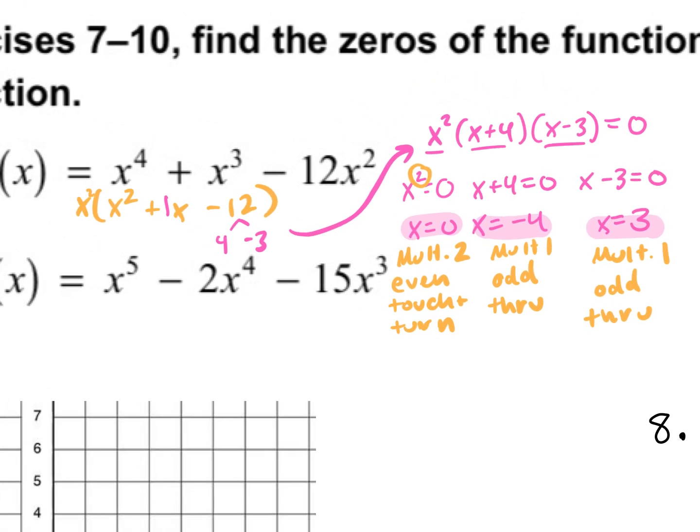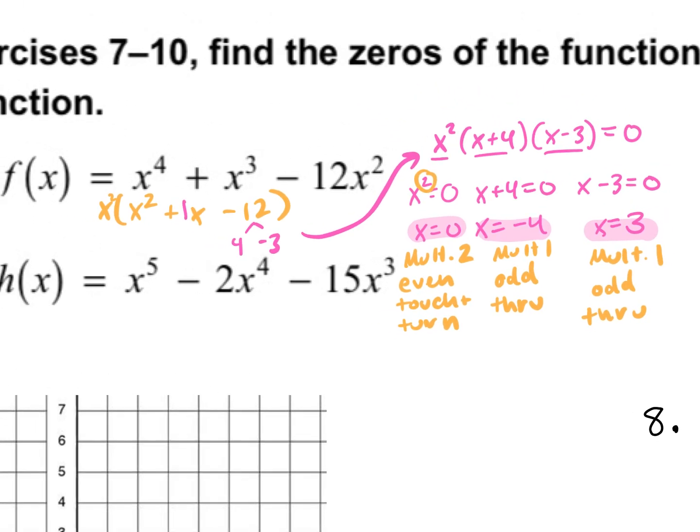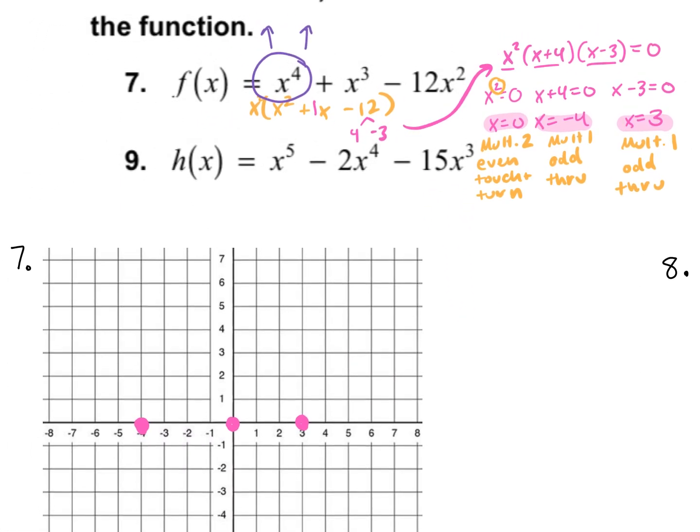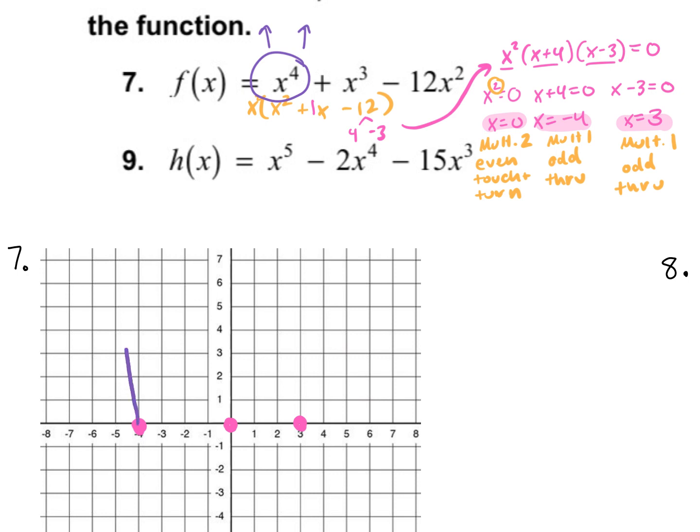So now I also need to know the end behavior. How is my graph going to start and how is it going to end? So I look at the highest degree term. Is it positive or negative? Positive. So what is the right arrow going to do? Right arrow goes up. Now 4 is an even degree, so what's the left arrow going to do? It also goes up. They go in the same direction when it's even. So out of my point farthest to the left, I have an arrow that goes up, and out of my point farthest to the right, I have an arrow that goes up. So just copy these 2 arrows.